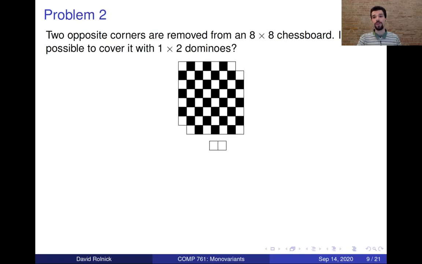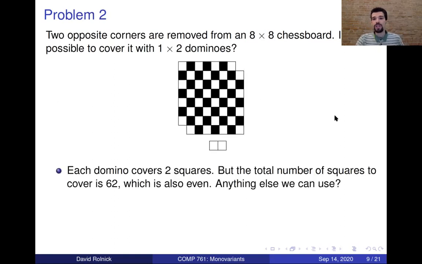If it's not even, we're in trouble. Exactly. There are two squares for each of the dominoes. So we're going to be covering an even number of squares by these dominoes. Unfortunately, the total number of squares on a chessboard is 64. And so you've taken away 2, which means that you're going to end up with 62, which is even, unfortunately. So is there anything else we can use?